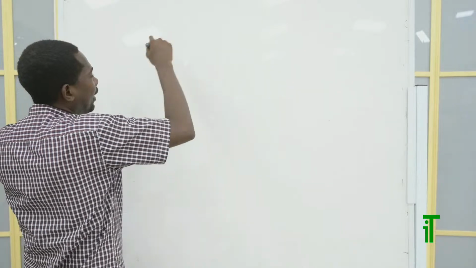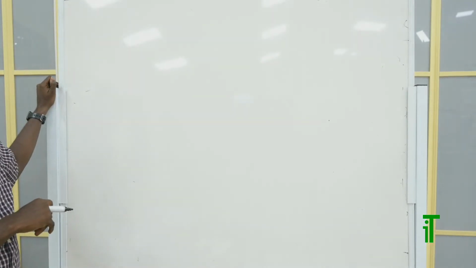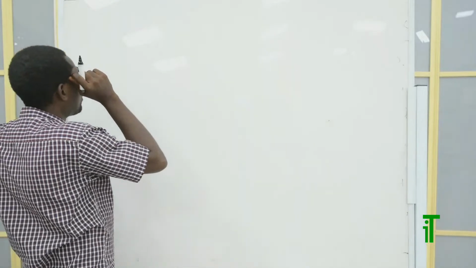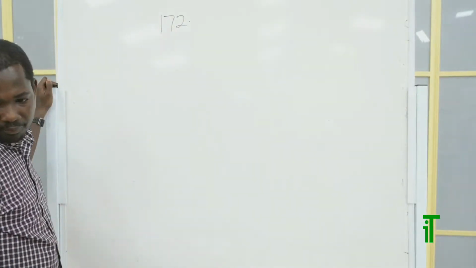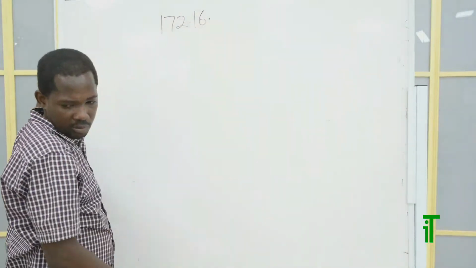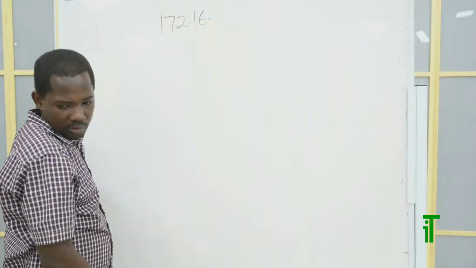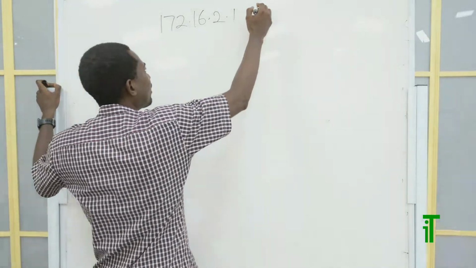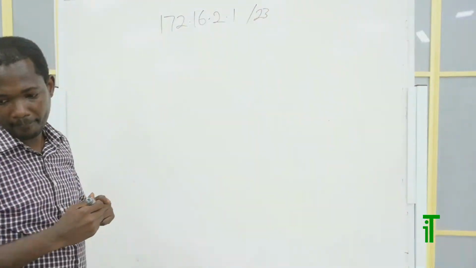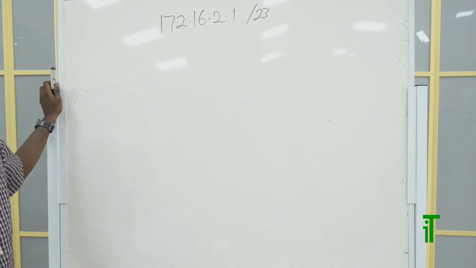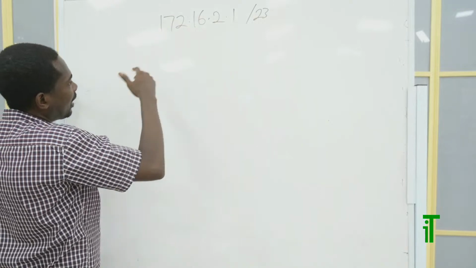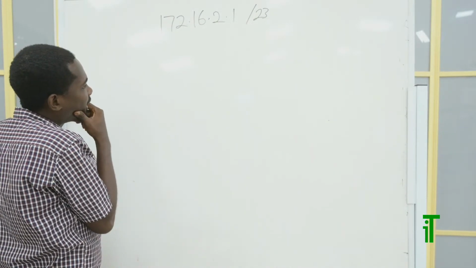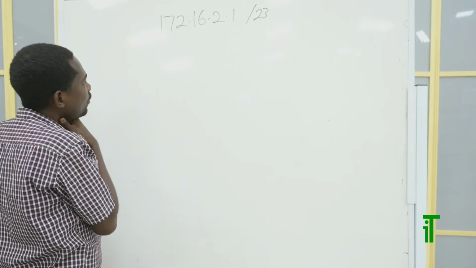So we have a router on a network with the IP address 172.16.2.1/23. We are going to first look for the network, and the CIDR will help us know what the subnet mask looks like, and also help us get the network itself.